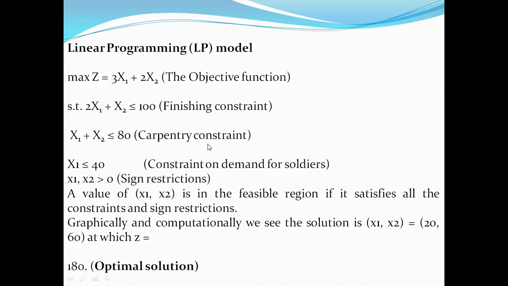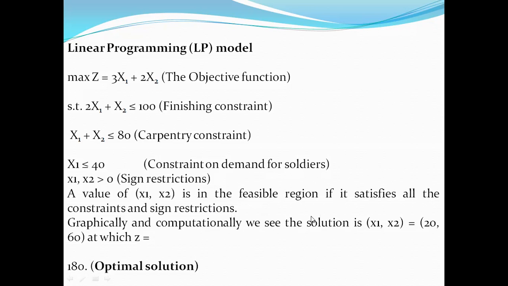Next, for the carpentry constraint, both take 80 hours of time, it clearly specifies. But we also have a demand constraint on soldiers. For soldiers, we only have a demand of 40. 40 need to be manufactured, not more than that. And hence x1 and x2 are not equal to 0. For the sign constraints, they should be positive only, greater than 0.